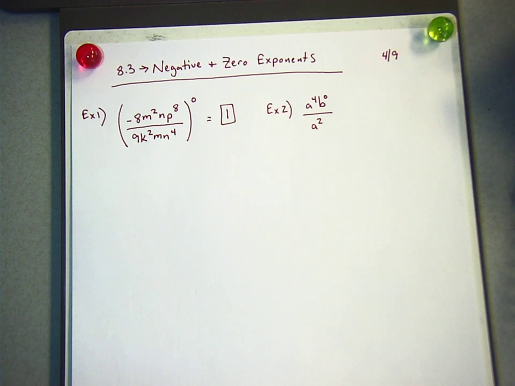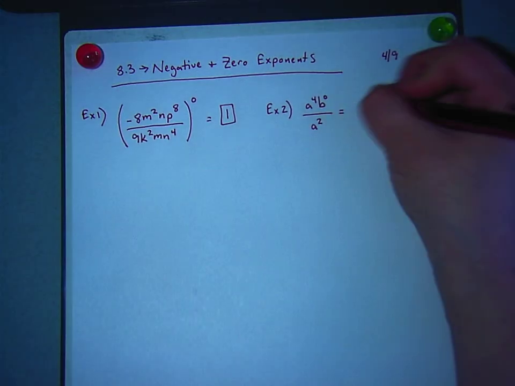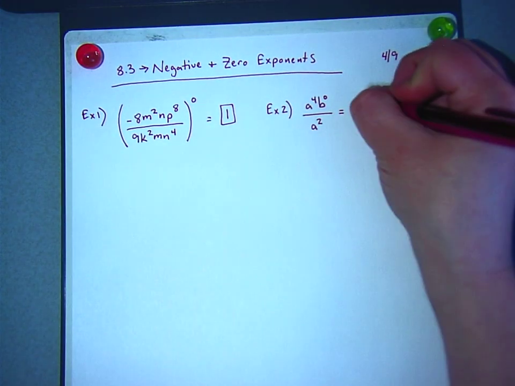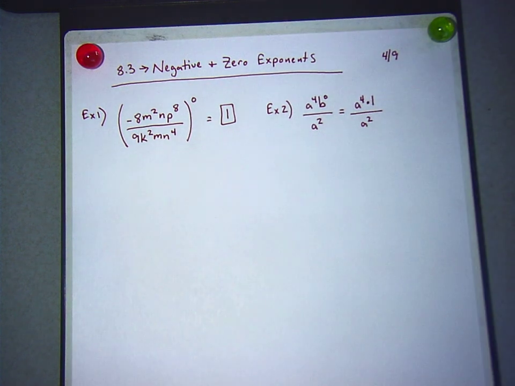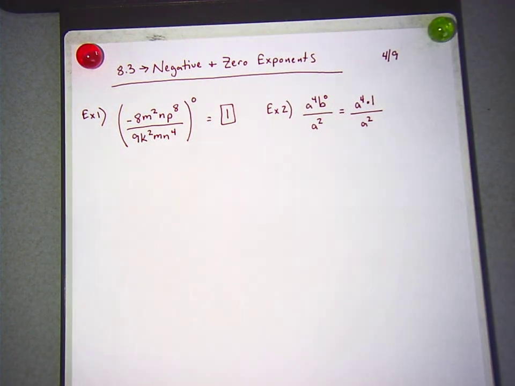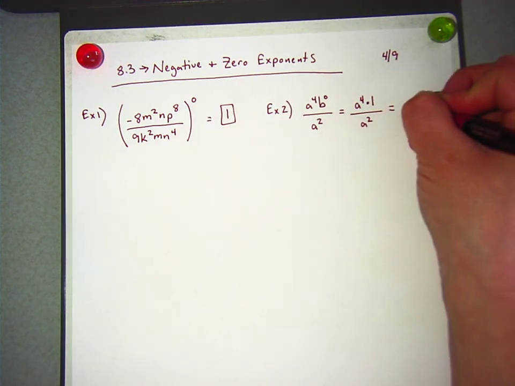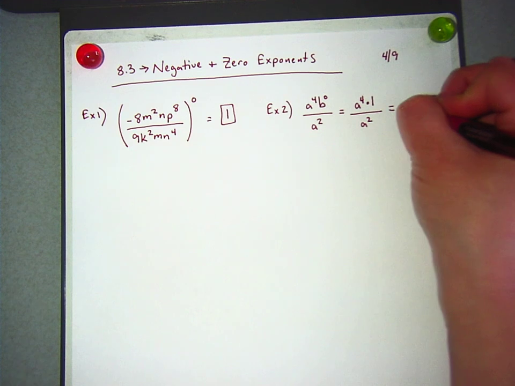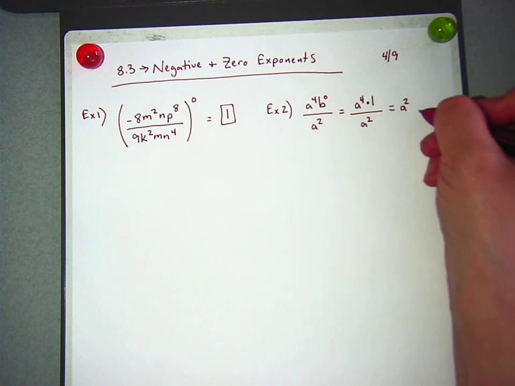So b to the 0 is 1, right? So this is a to the 4th times 1 over a squared. Now let's clean up these a's. There's 4 a's on top, 2 a's on the bottom. So what does that clean up to? A squared on the top or the bottom? On the top. Yes. Do I have to write times 1?